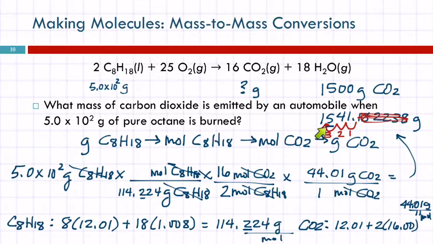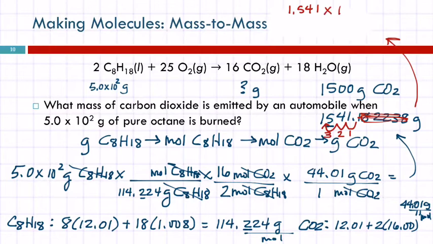So we move the decimal point 3 places. Sorry, this is getting super messy. So that's going to give us 1.541 blah, blah, blah times 10 to the third grams. I haven't rounded yet.